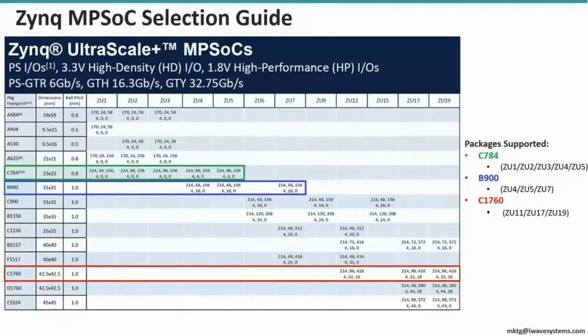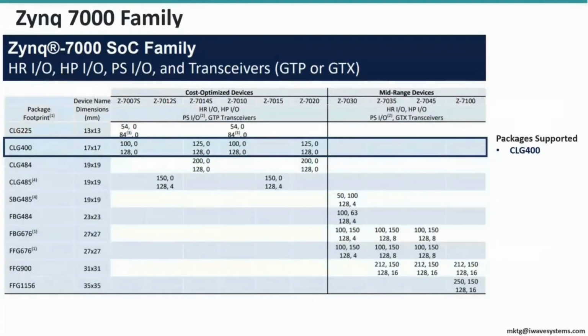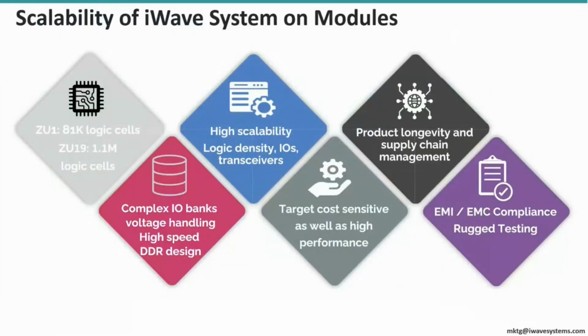Looking at the MPSoC selection guide, here we have integrated the B900, C784 and the C1760 package in our system on module, which provides you the scalability from ZU1 all the way to ZU19. Similarly, on the 7000 series, we have the CLG400 package integrated in our SOM, which provides you the capability from 7007, 7014 all the way to the 7020 series. So that is the scalability of the iWave system on modules.